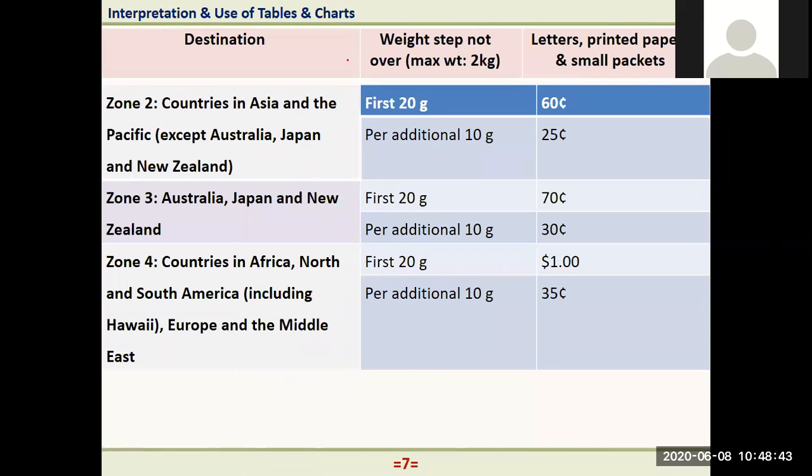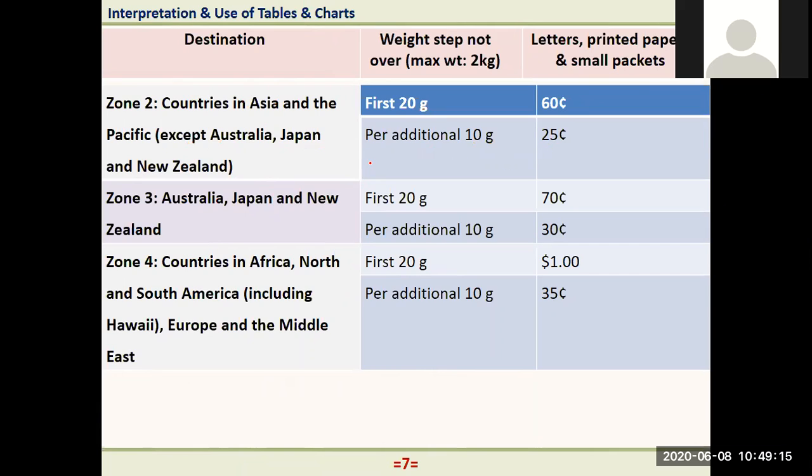Zone 2, countries in Asia and the Pacific, except Australia, Japan, and New Zealand. What are these countries? It is all the countries in Asia, right? That is Pakistan, India, Cambodia, Laos, Philippines, Vietnam, anyway. So for countries in Asia and the Pacific, the first 20 grams is 60 cents. For each additional 10 grams, it is 25 cents.